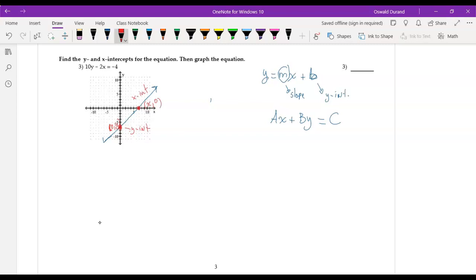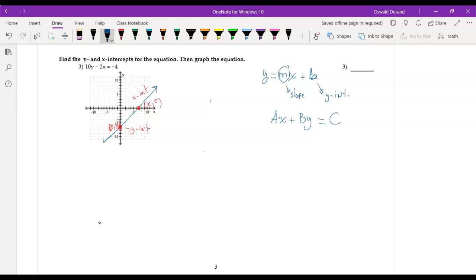So the information I have is that if I want to find the x-intercept, the y-coordinate is 0. So in my linear equation, y will be equal to 0 if I'm looking for x. And if I'm looking for the y-intercept, the x-coordinate will be equal to 0. That's all I have to do: set them up and find what y and x are. Let's do that.